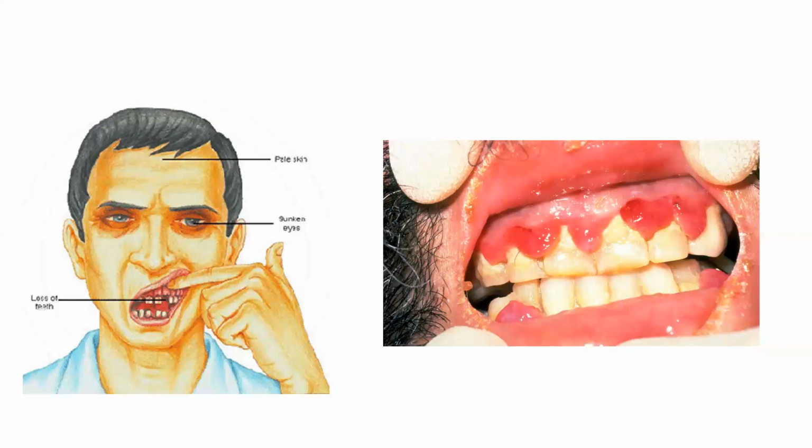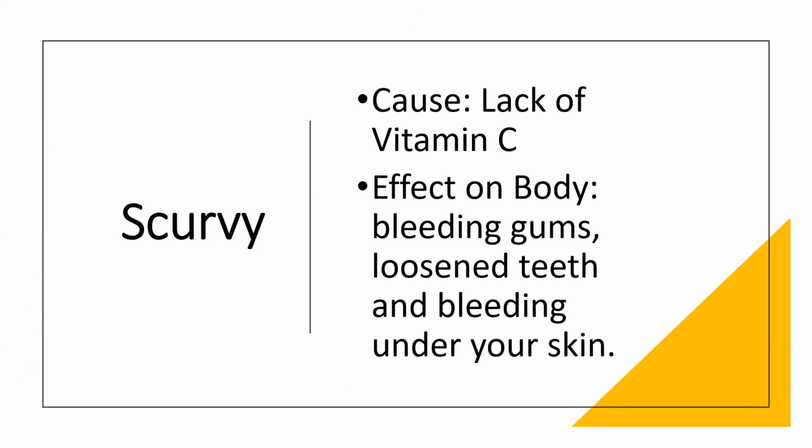Now, what is this one? Scurvy. What is scurvy caused by? A lack of what? I think it's vitamin C. Yes, lack of vitamin C. And scurvy causes bleeding of the gums and loose teeth.